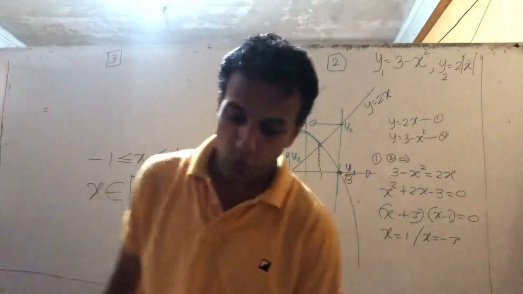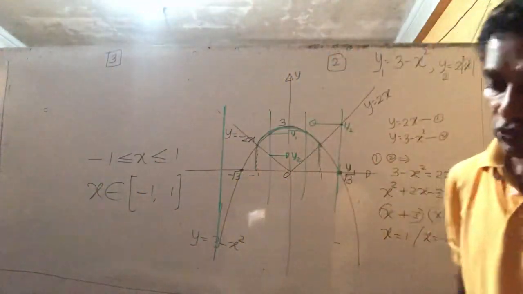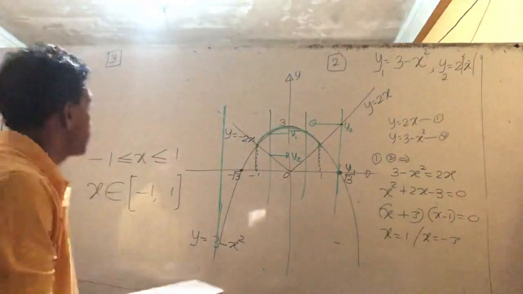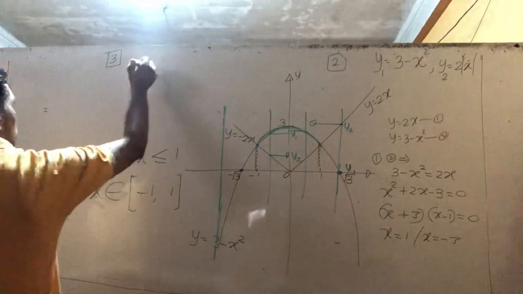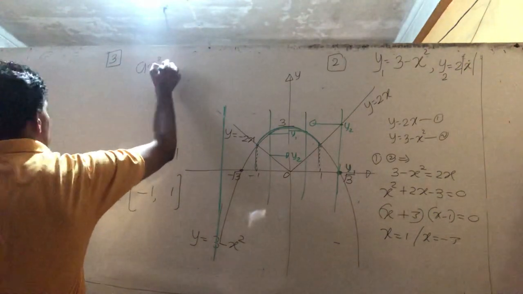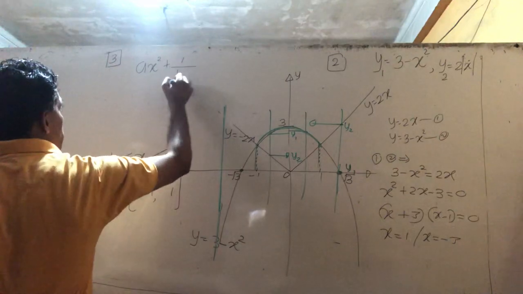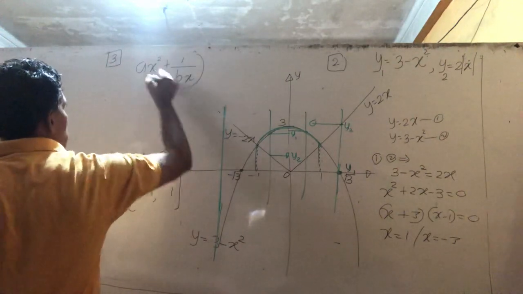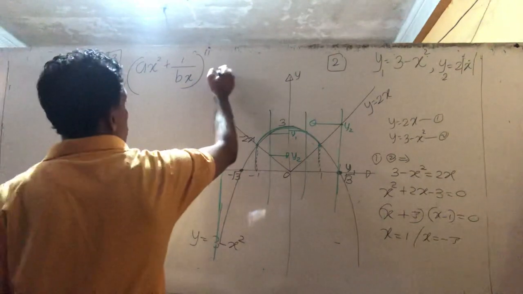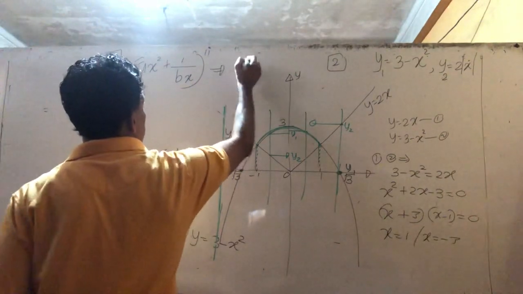Next, question number 3: find the coefficient of x to the power 7 in the expansion of (ax squared plus 1 over bx) to the power 11. The coefficient of x to the power 7.